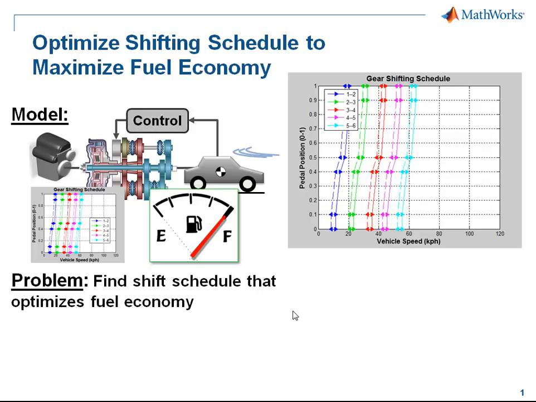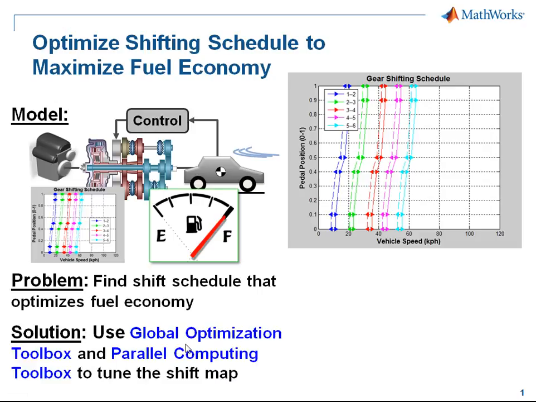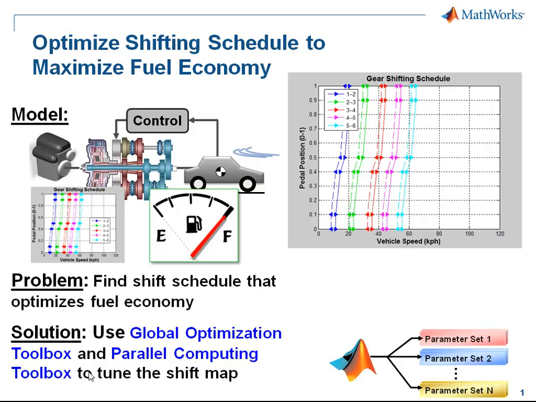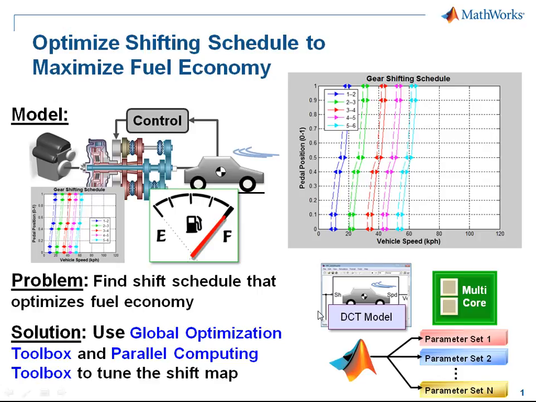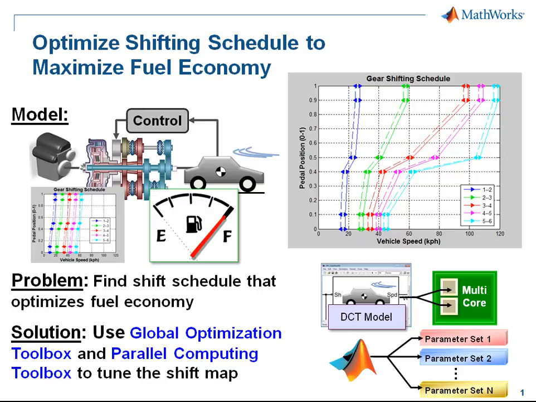To find the schedule that optimizes fuel economy, we're going to use the Global Optimization Toolbox and Parallel Computing Toolbox. We're going to use the optimization toolbox to figure out which parameter sets should be tested, or which gear shifting schedules. We'll then distribute those different simulations to different cores on my multi-core machine in order to find the optimal shifting schedule. I'll now switch over to the model so that you can see how this is done.